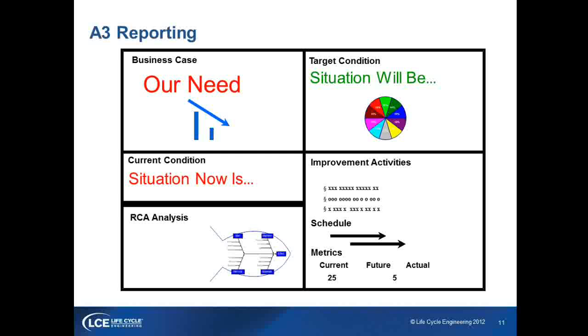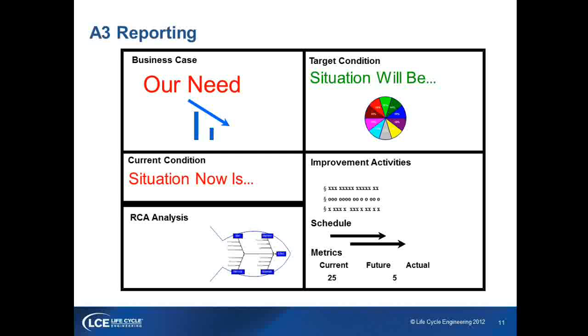If you will, it's an executive summary, and it focuses on what is the business case, why are we doing this RCA, what is the situation, what is the result of the analysis, what is our goal, what is our target condition, and then the improvement activities of how we're going to get there. And those improvement activities could be things like update SOP, retrain people on alignment settings, install vibration monitoring.